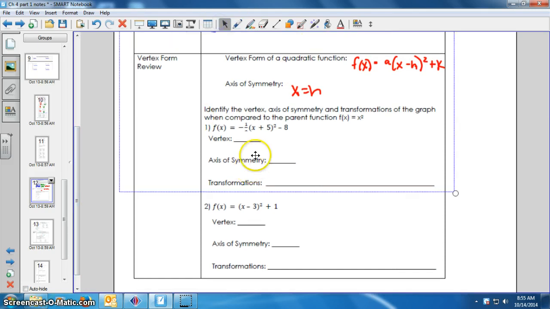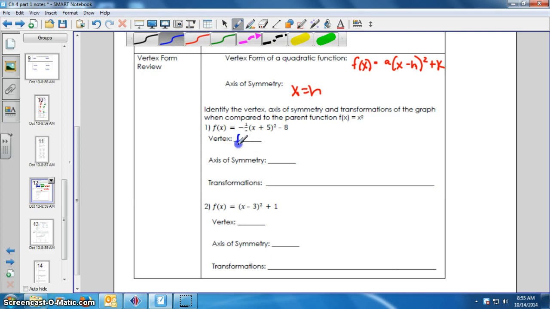So this is actually a repeat of what we've done before. And we have our vertex at the opposite of the inside number, so negative 5, negative 8. Axis of symmetry is x equals negative 5, whatever my x value is there. And then the transformation. So what happened? Well, the negative in front is a reflection over the x-axis. And then we have the 1/2 out front, which we know is a vertical compression by 1/2.